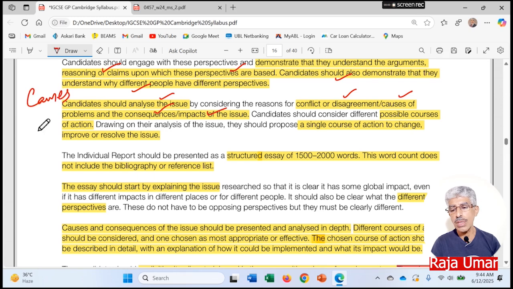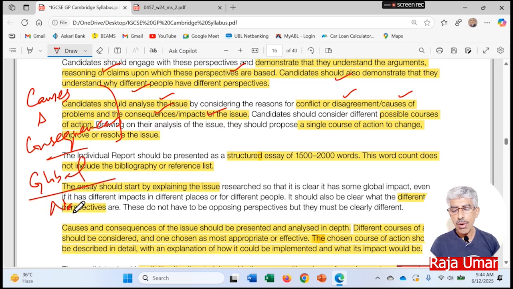What we focus on most of the time is that there should be causes and consequences in that individual report. Causes and consequences at the global level, causes and consequences at the national level. While explaining the global perspective, you are supposed to explain the causes and consequences at the global level, and while explaining the causes and consequences at the national level, you are supposed to talk about the national perspective. The national perspective must have the causes and consequences at the national level, at the state level.